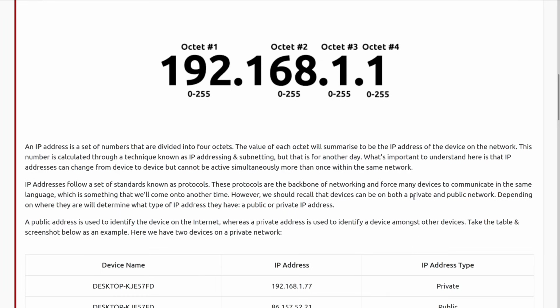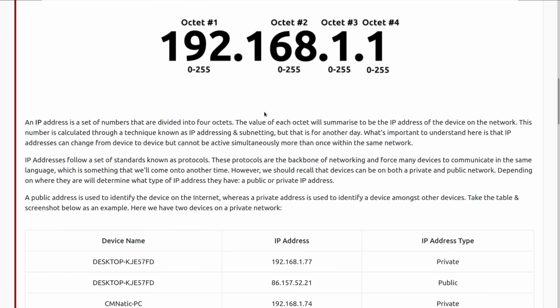What's important to understand here is that the IP addresses can change from device to device, but they cannot be active simultaneously more than once. So if you have a street address, your neighbor can't have the same one. You can swap houses with your neighbor, and that'd be a little weird, but you will have a different address living at that house. You can't have that collision, because that causes problems, and both of the devices will say, hold on, we need to figure something out here.